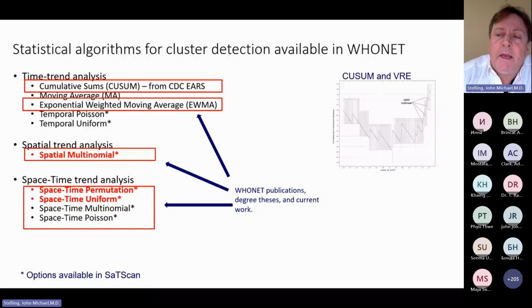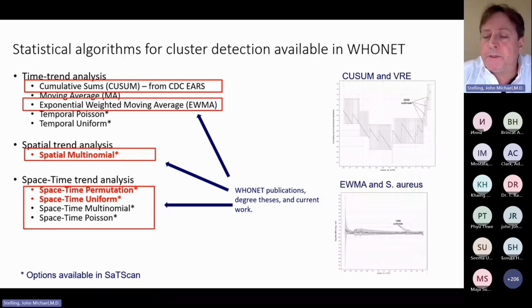The CDC has a series of algorithms called EARS, Early Aberration Reporting System. Cumulative sums are the basis of the CDC algorithms for community outbreaks. Many years ago, we also did one publication on exponential weighted moving averages. So yes, we have done these in the past, but we have found them to be less flexible, less rich, less powerful than the options that we have implemented with WHONET and SaTScan.